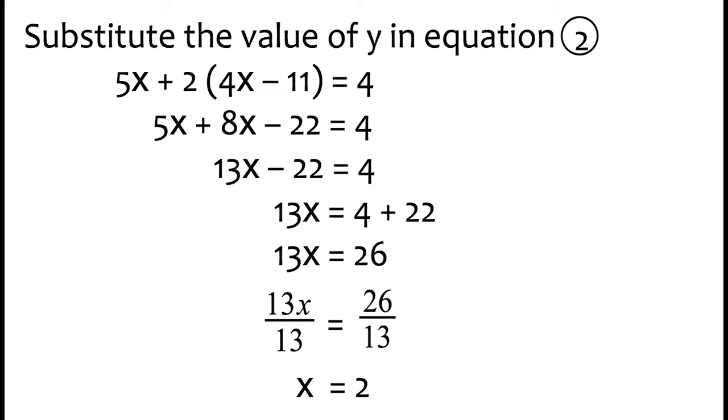To find the value of x, I divide both sides by the coefficient of x, the multiplier of x, which is 13. So that gives 13x over 13 equals 26 also over 13. And 13x divided by 13, the answer is 1x or x. Well, 26 divided by 13, the answer is 2. So our x becomes 2.